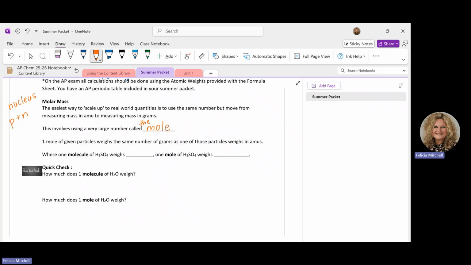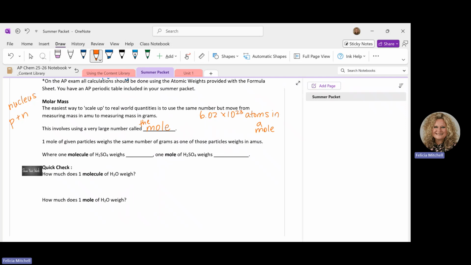Remember, we use Avogadro's number to determine how many atoms or molecules or anything would be in a mole of a substance. So a mole of donuts is Avogadro's number. A mole of oxygen is Avogadro's number. And remember, Avogadro's number was 6.02 times 10 to the 23rd. Do you remember that? Okay, so there are 6.02 times 10 to the 23rd atoms in a mole, or anything in a mole.